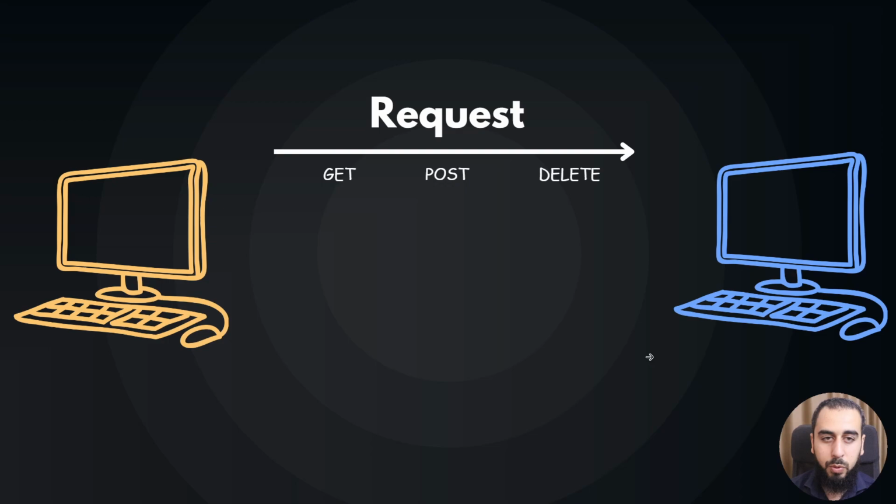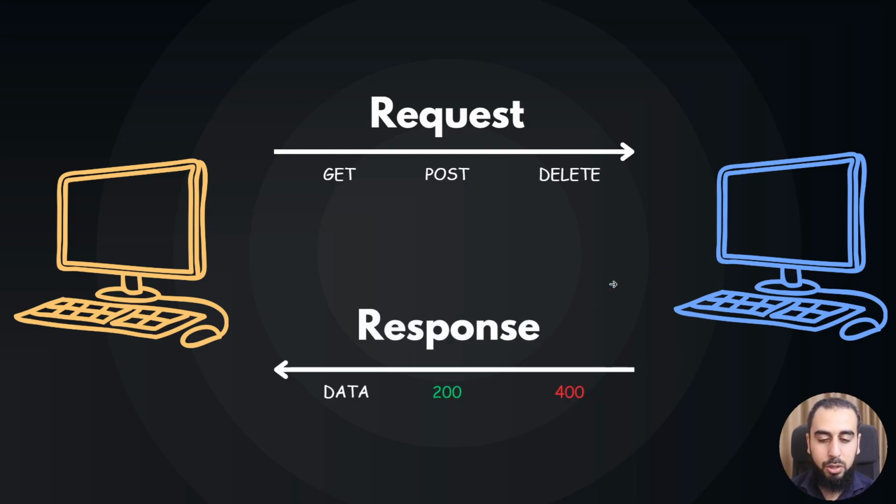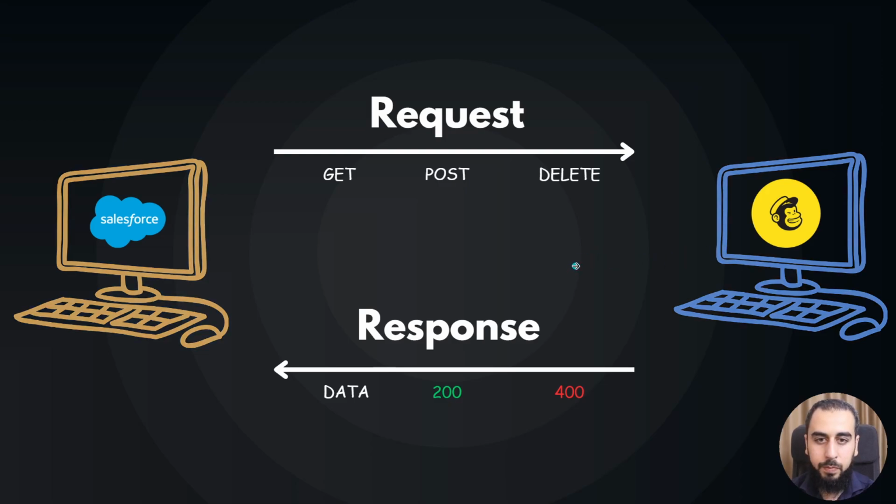And then after the request is sent, the other system is going to send back a response. That response is going to have the data that we are requesting. It will also have a response status such as 200, as in this was a successful response, or 400 if it's not a successful response, and then what the error was. We'll be setting up an integration between Salesforce and MailChimp.